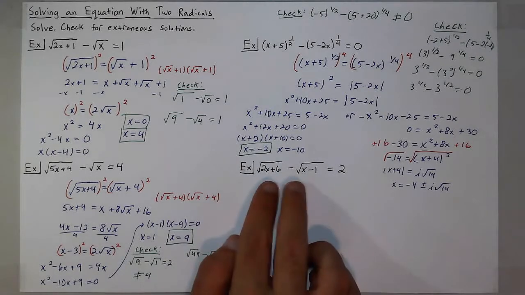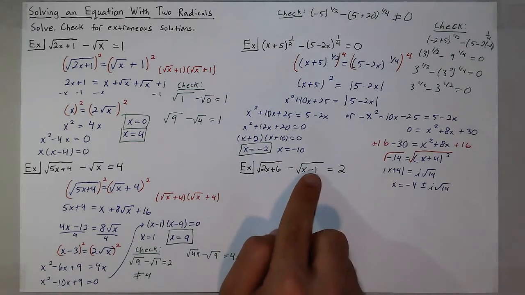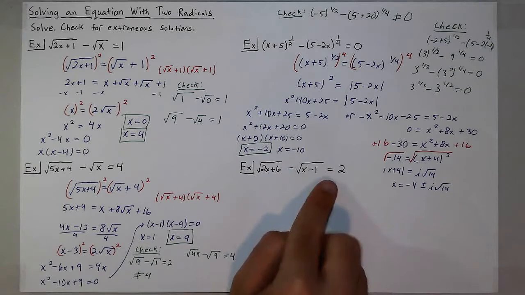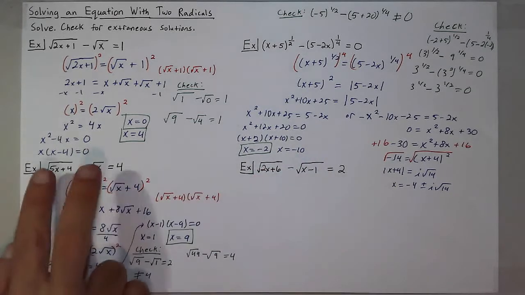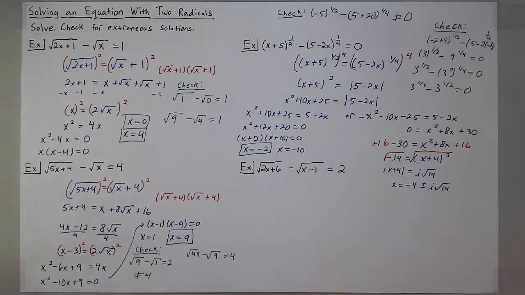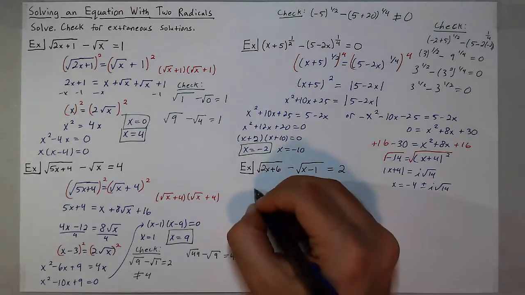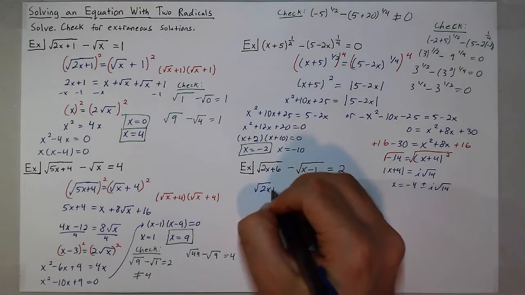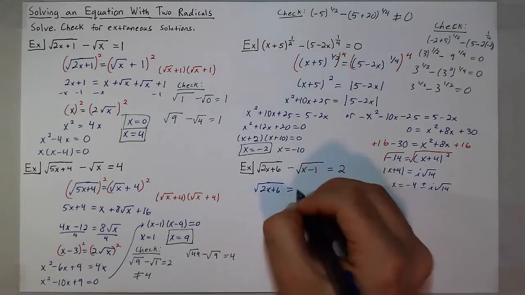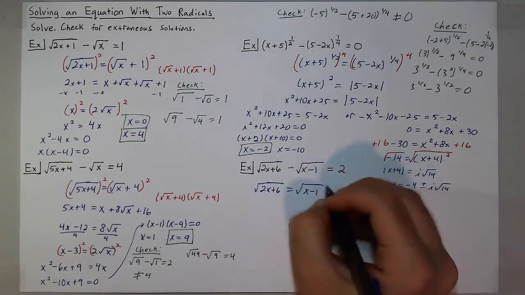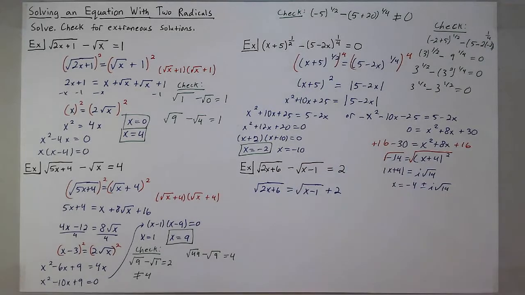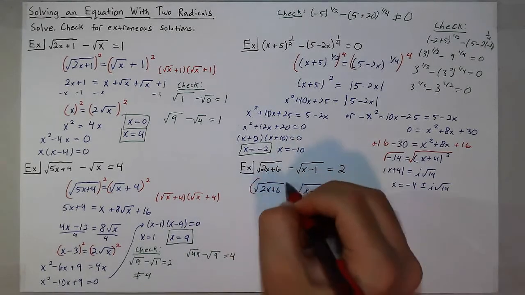So for my last equation, I have a binomial underneath the radical. I'm about to move one to the other side. Both of them have binomials in them, unlike the other two on the left. So first I'll add the square root of x minus 1 to both sides of the equation. That gives me the square root of 2x plus 6 is equal to the square root of x minus 1 plus 2.